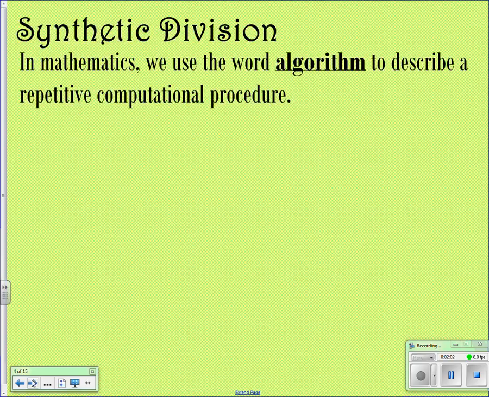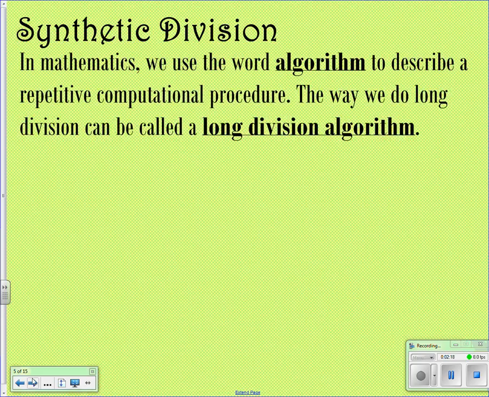So in your math classes, we use the word algorithm to describe a repetitive computational procedure. So anything that you do over and over and over again is called an algorithm, okay? And so we use long division. That is considered an algorithm. So I'm going to set up a long division problem, like what you learned back in elementary school. I learned it in 3rd grade. I don't know when you did it.